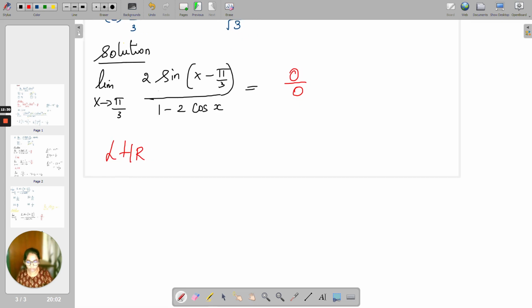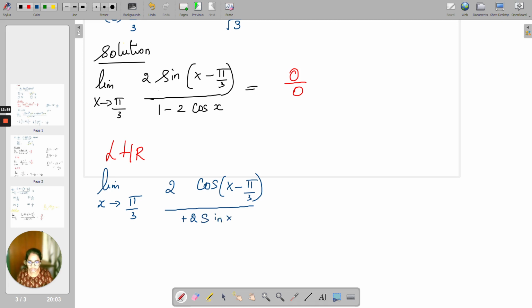So how do I solve this? Let me differentiate the numerator. Limit x tending to pi by 3. On differentiating the numerator, what would I get? I would get cos of x minus pi by 3, divided by plus 2 into sin x. Am I right? 2 and 2 get cancelled.